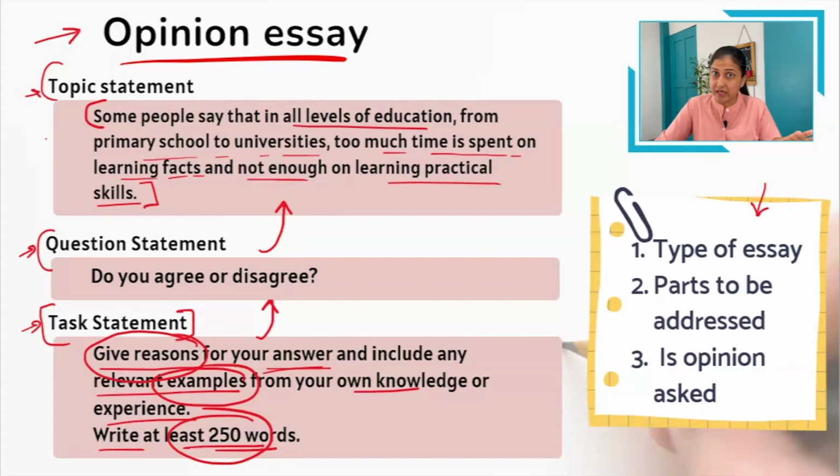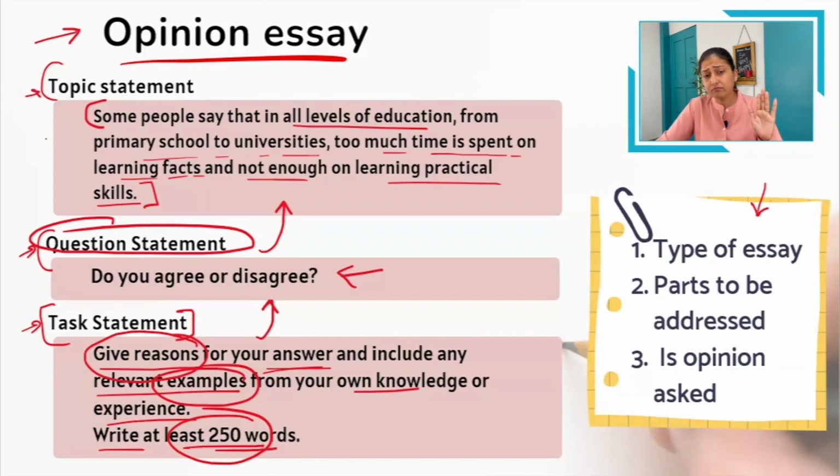These three statements will always be there in all the types of essays and also in your exam, whichever type of essay you get in your exam. So why do we call this an opinion essay? Because when we look at the question statement, it's clearly asking for your opinion. You see, it says, do you agree or disagree? It's clearly asking for your opinion. Okay? That's why it is called an opinion essay. This much is clear? Okay.